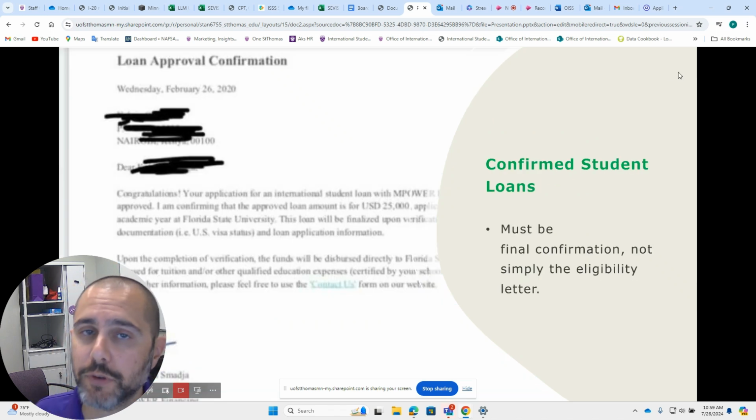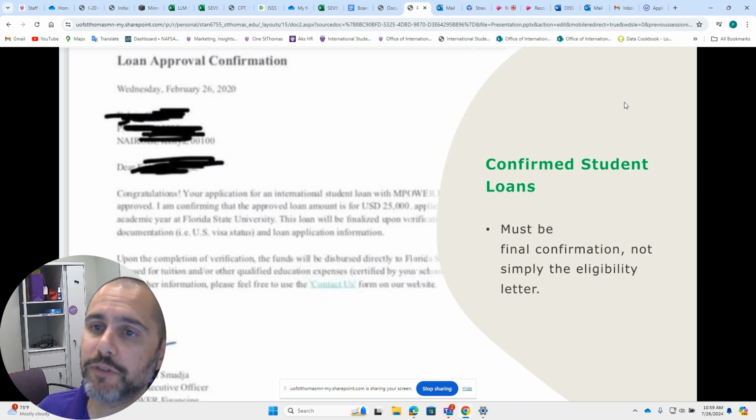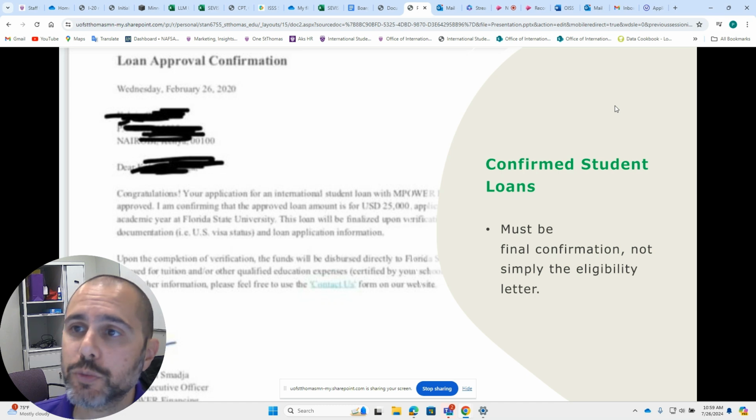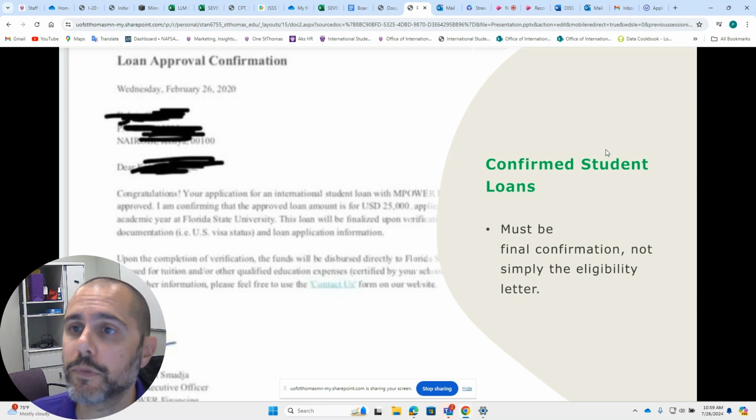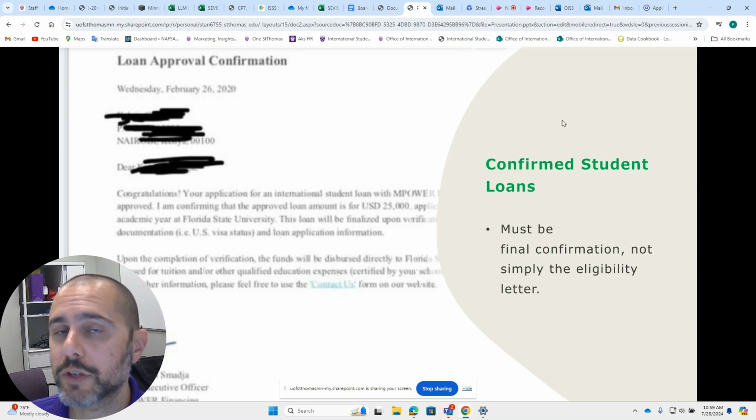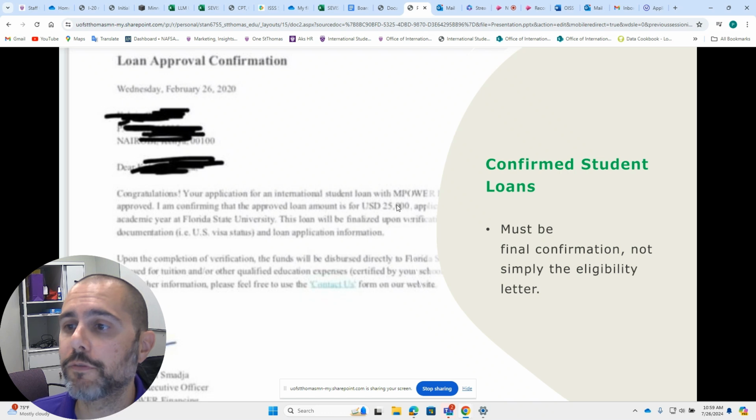Confirmed student loans. If you're able to get one, what we need from you is the end confirmation letter. Not the letter that states what you're eligible for, not the congratulations, we believe you're eligible for this amount of money, but no, the confirmation letter from the bank or the organization providing you the loan that contains your exact amount of loan money being given to you, and it's basically saying we'll give you this money and it will be dispersed to the university directly.